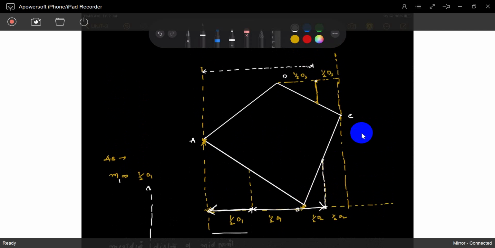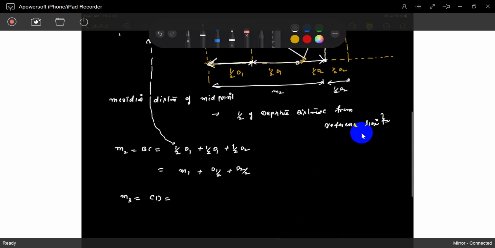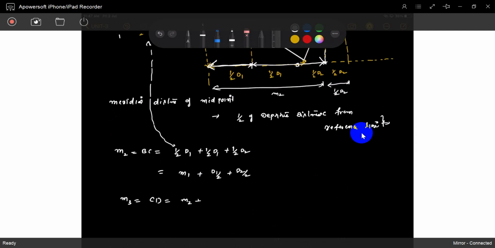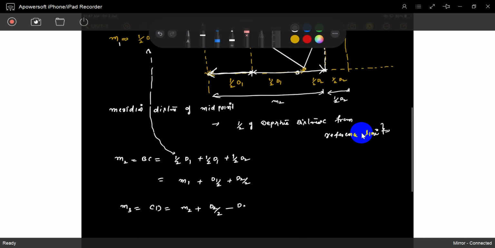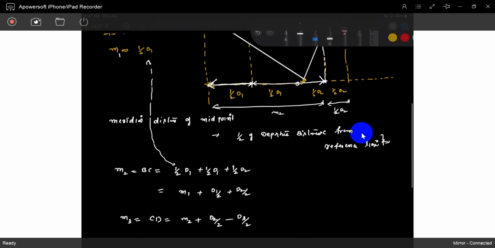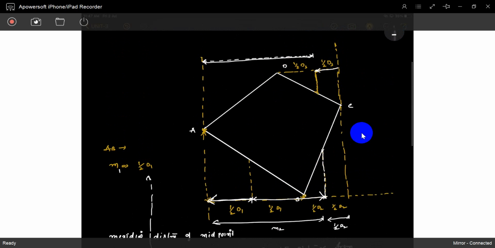Understood? This is M2, plus half of D2 minus half of D3. That is the distance of this line. That represents the same thing. So you can write it as M2 plus D2 by 2 minus D3 by 2. Understood? You can write it now. Same thing.